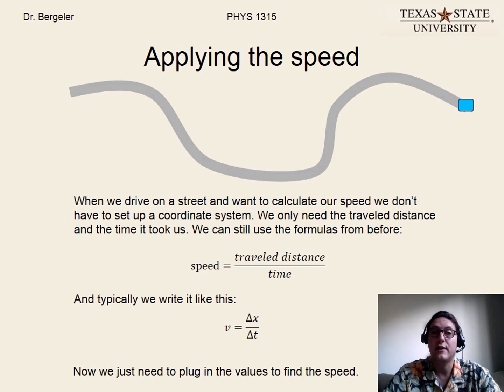Then we plug in the values, and then we can calculate our speed. And depending on what units we use, we will also have a speed unit. It could be maybe miles per hour, or if we use the SI units, it could also be in meters per second.